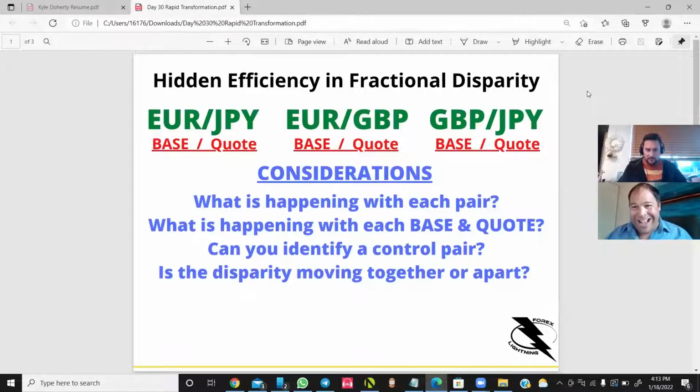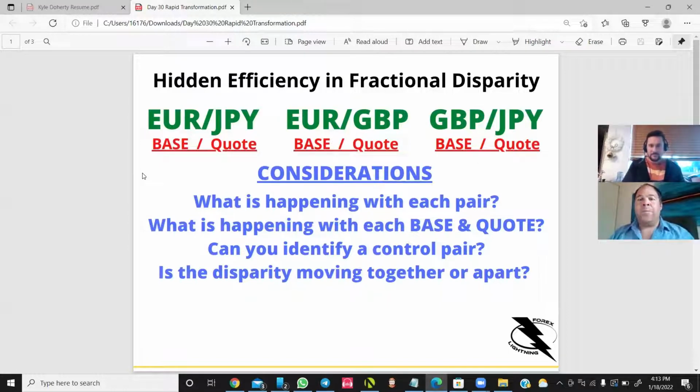All right. So fractional disparity. Like I said, this can get very three-dimensional, which is probably the best way to explain it. Let's start with this example. You have the euro yen, and the key with the euro yen is you have a base, which is your first currency in a pair, and then you have your quote, which is your second currency in a pair. So let's say you're looking at euro yen and pound yen. Well, there's a control pair in this instance. It's the third pair. It's almost like the third mind, and that's the euro pound.